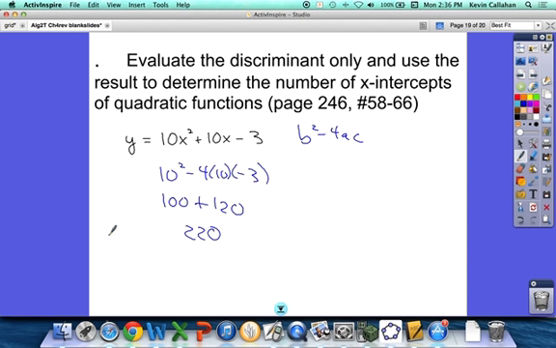Remember, since that number is greater than 0, 2, right? If that was the problem I was asking you for, the real solutions, when it's positive, you say 2. So 2 x-intercepts. Therefore, 2 x-intercepts. And that is that.